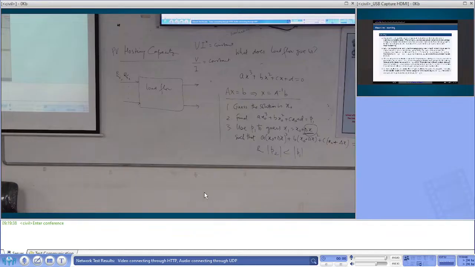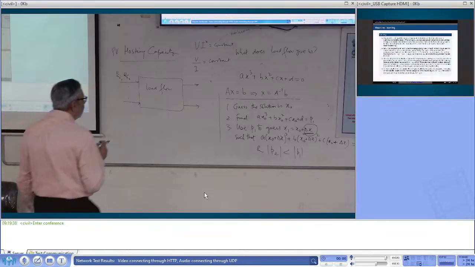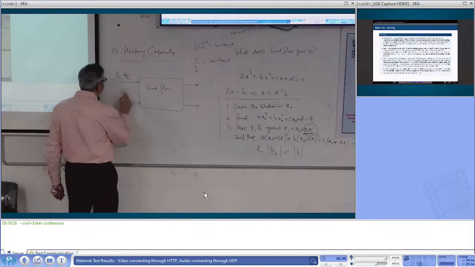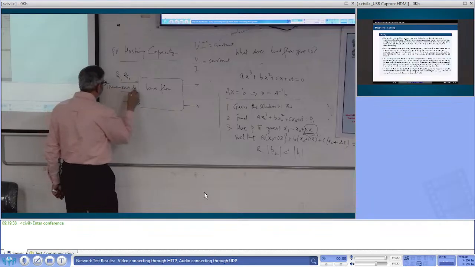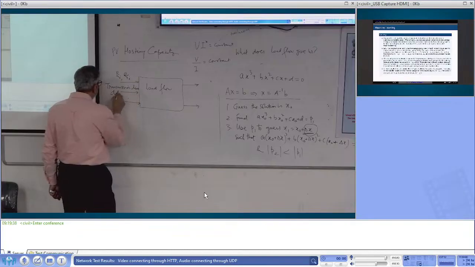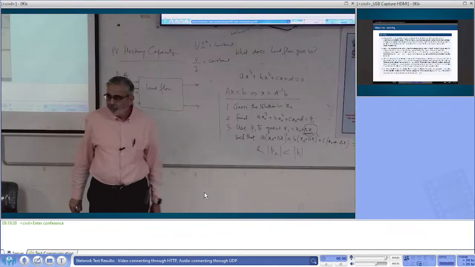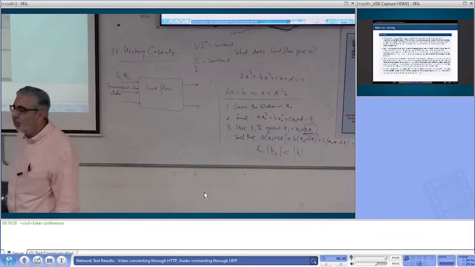अगर आपको KCL लिखना है तो आपको लोड की इंपीडेंस चाहिए ना, right? So I'll put one more thing here. Transmission line data. So network जो है, right? What is the third thing you need to give?